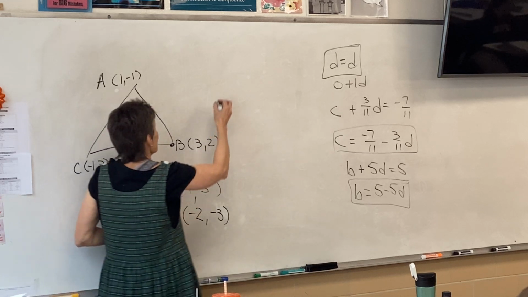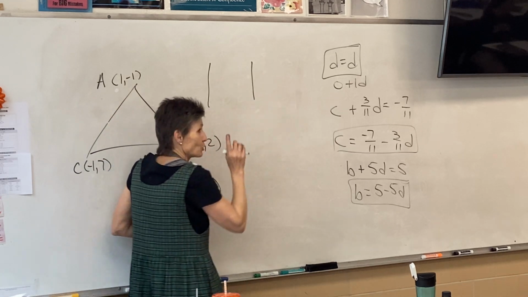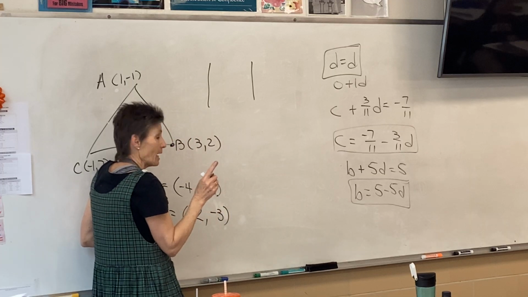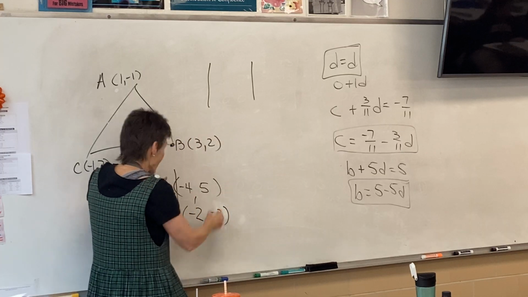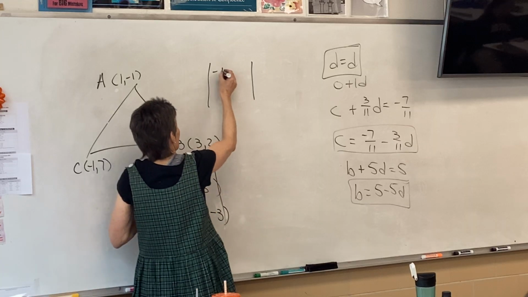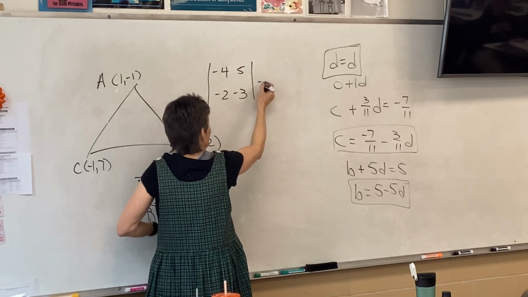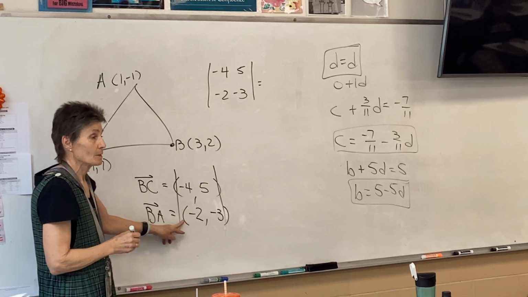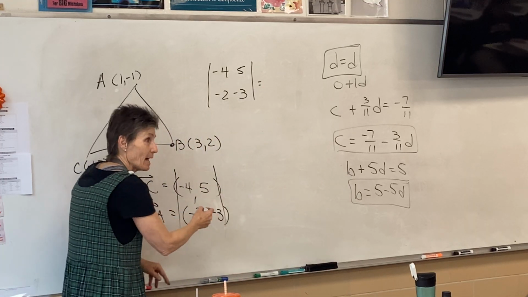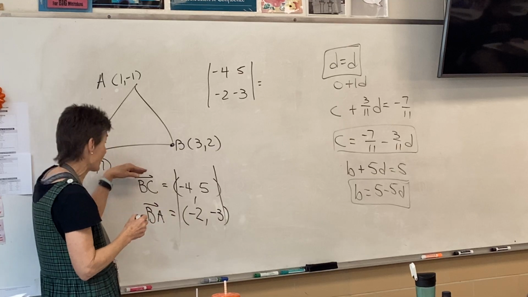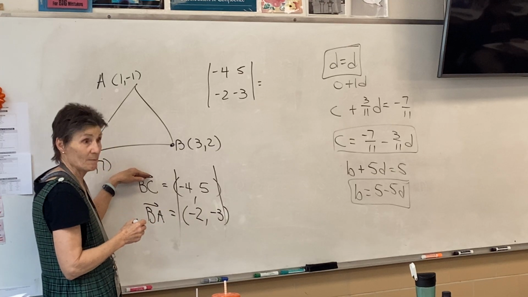All right. Now I want you to make a determinant out of those things. So just right here, just like that. So -4, 5, -2, -3. So those two things you wrote down, and the order you wrote them doesn't matter, so you could have BA on top. That would be fine.